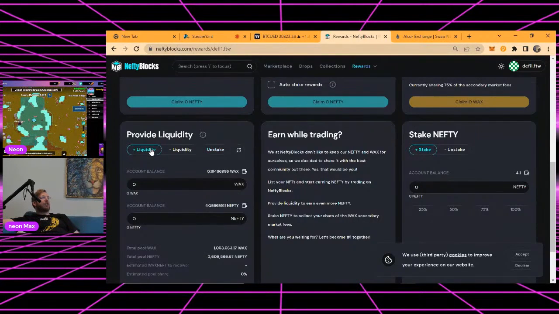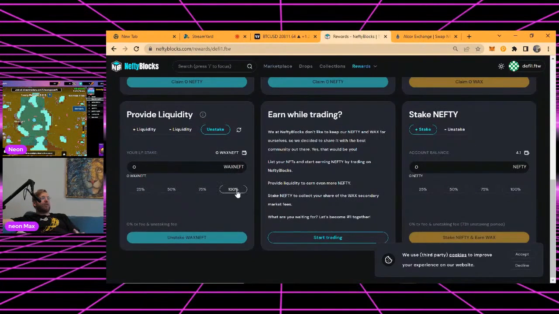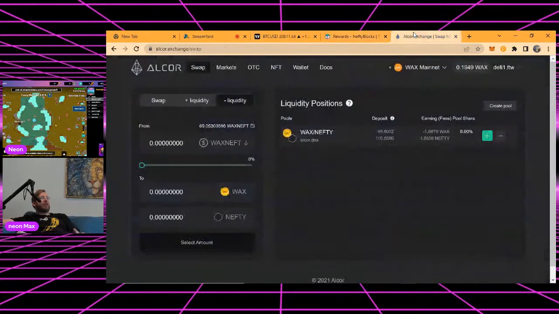And I think if you say minus liquidity, it might read out what your position is worth here. I'm not 100% sure now that I've withdrawn it. But for sure, if you come here to provide liquidity, withdraw the liquidity, and then come back over to Alcor, it will still be in liquidity token form over here. And that's what we're looking at.